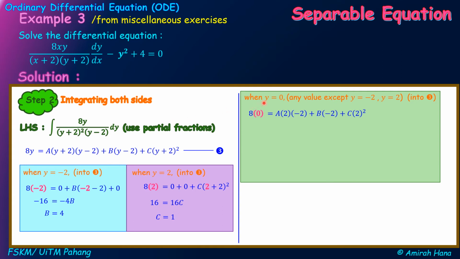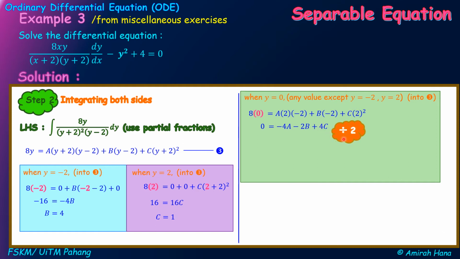Alright, and then there are no more linear factors here. So we can choose any value of y to substitute into equation 3, but we had better choose the easiest value, such as 0. So we substitute 0 for y in equation 3 here. We get 8 times 0 plus a, and then 0 plus 2 is 2, 0 minus 2 is negative 2 plus b, 0 minus 2 is negative 2 plus c, 0 plus 2 is 2, and then squared. Okay, so after we simplify, we have 0 equals negative 4a minus 2b plus 4c.